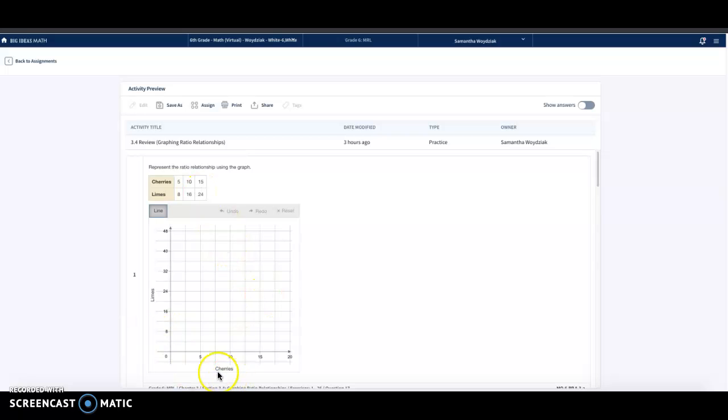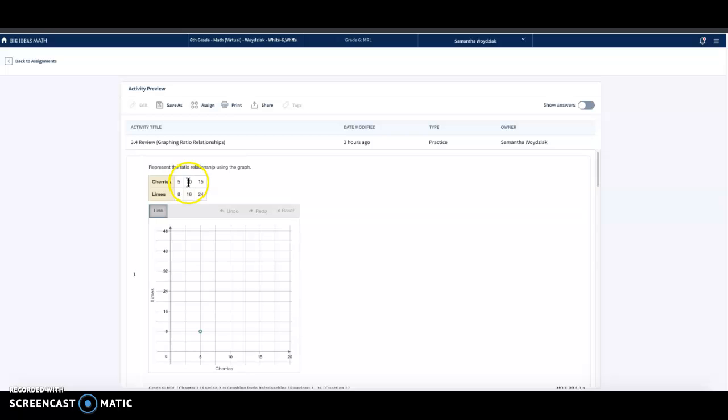So take a look down here and you can see cherries is on the x-axis. Limes is on the y-axis. So what we'll do here is cherries is over 5, so we're going to go over 5, and then the limes is 8, so we'll go up 8. So that means if you looked just at that point, you could go over and say, okay, there's 5 cherries and there's 8 limes, because we went over 5, up 8.